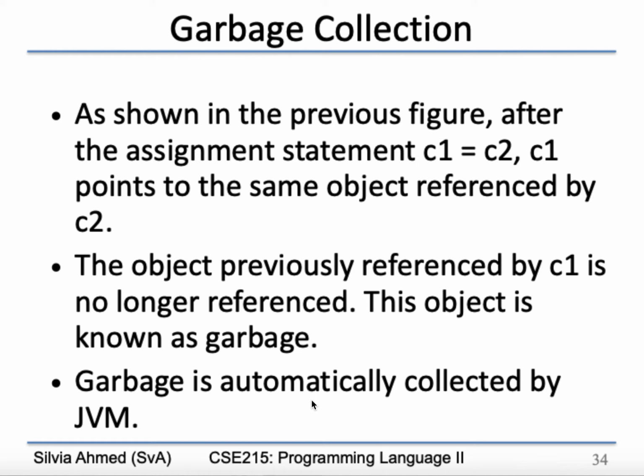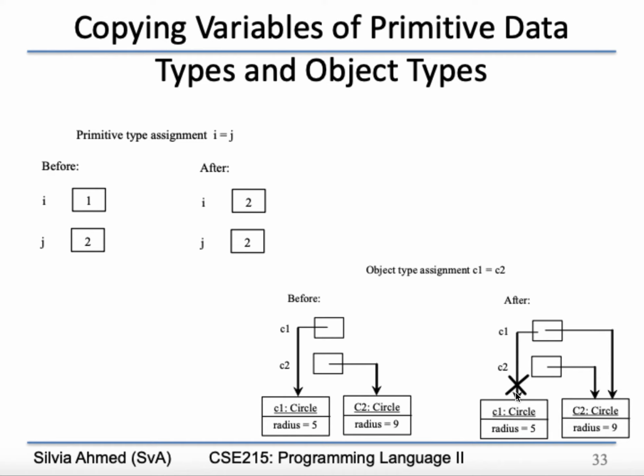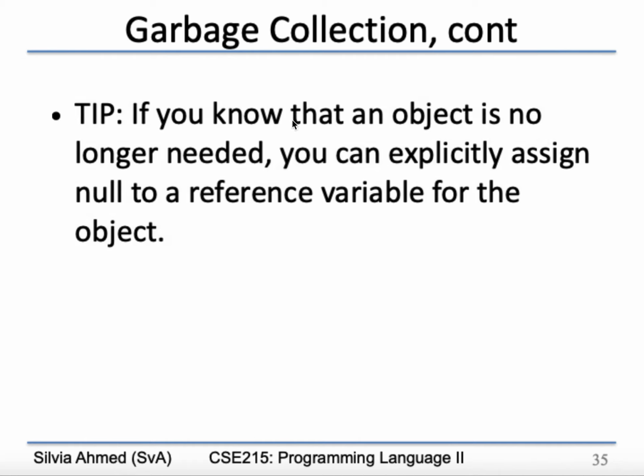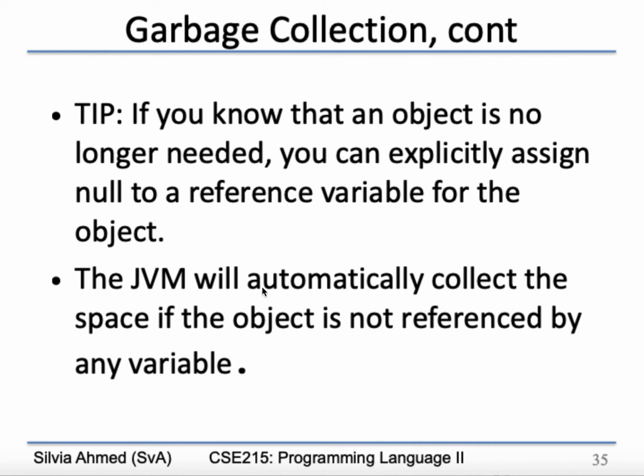What does garbage collection mean? That means the memory location that was initially regarded as a filled-up place will now be regarded as empty space, ready to hold something else. So if you know that an object is no longer needed, you as a programmer can also explicitly assign null to the reference variable for the object. And then the JVM will automatically collect the space of that object if it is not referenced by any variable.